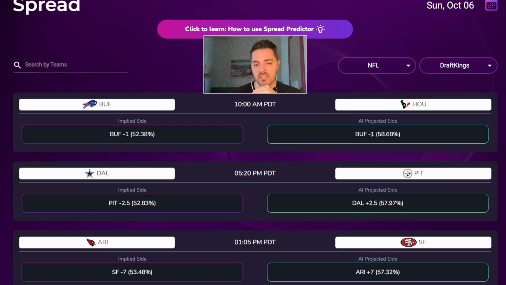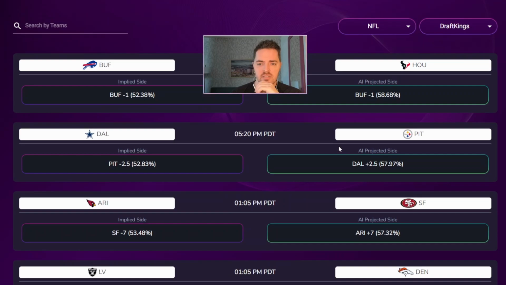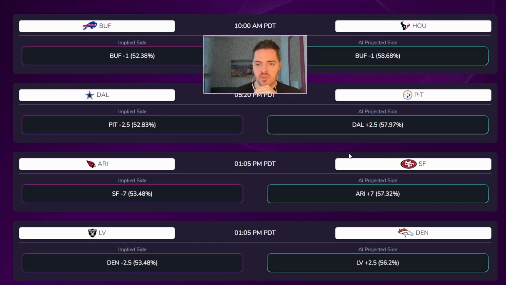We're already looking at the money line. I don't think I would take Buffalo minus 1 over Buffalo money line. I feel like the odds might be essentially similar for both of those happening. We go one more down here. You have three that are 57% or higher on the AI projected side.